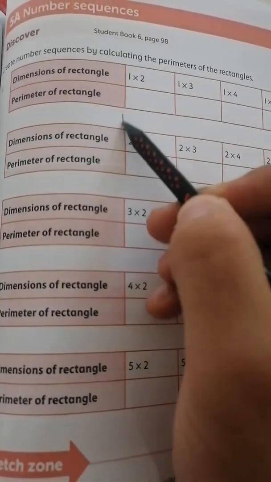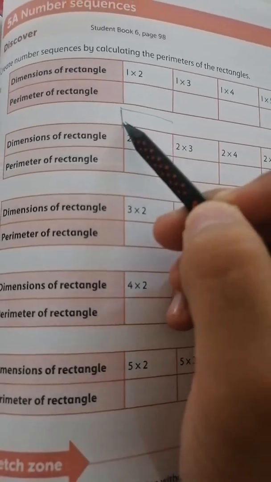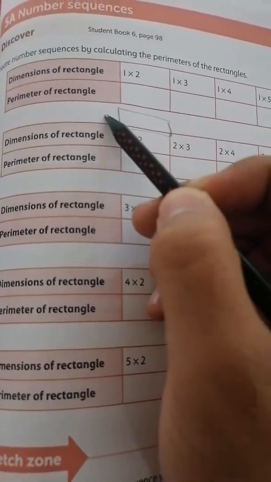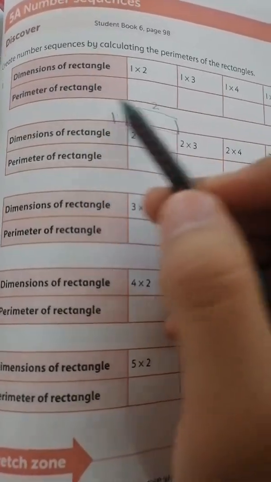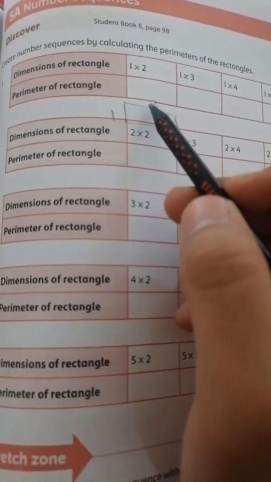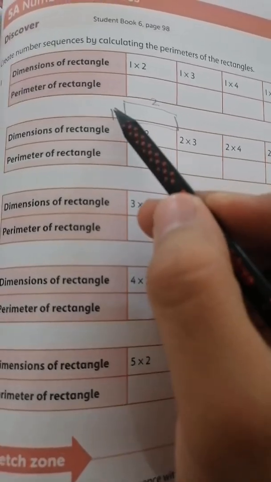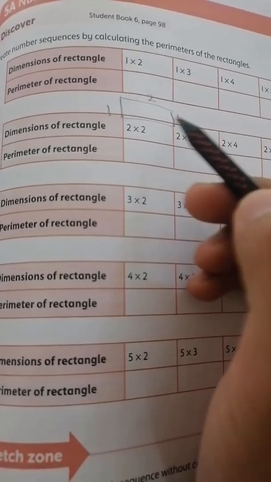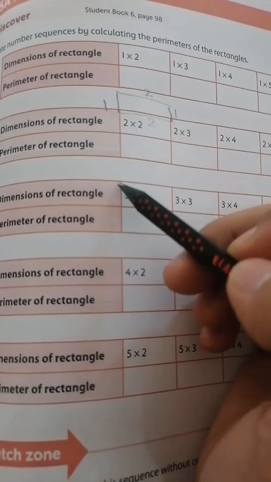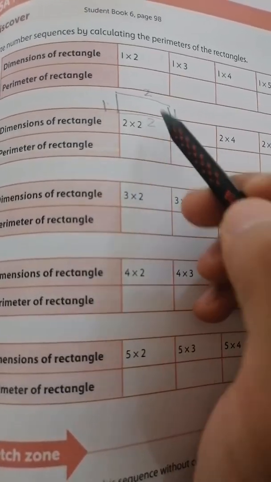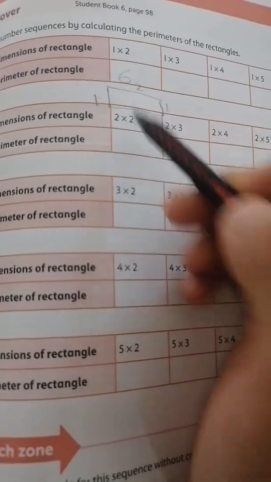For example, this is a rectangle. The length is 1, the width is 2. So how to find perimeter? Perimeter means you will add all of these sides. This side is 1, so this is also 1. This is 2, so the down is also 2. Now add them. 2 plus 2, 4, and 1 and 1 is 2. So 4 plus 2 is 6.